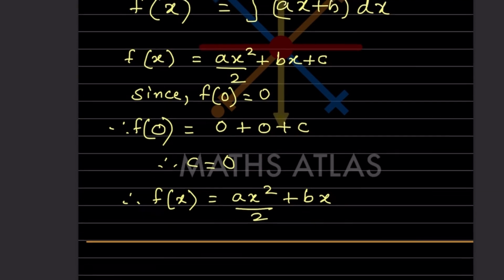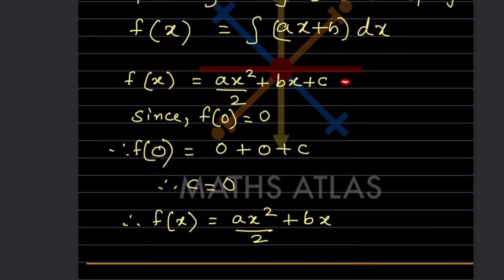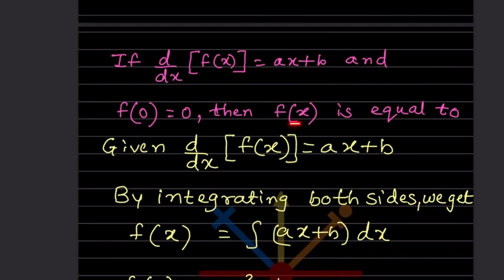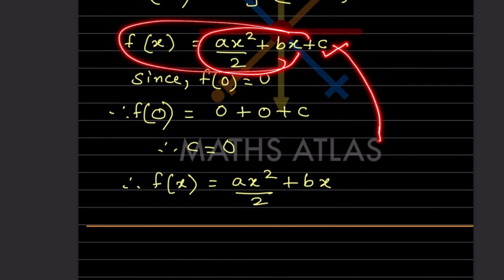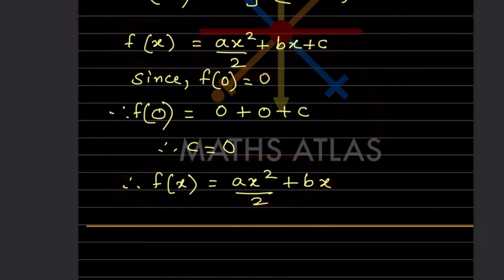Now what are you going to put here? This c you will put in this equation. How will you write the equation? Because they have asked what is f of x. So f of x means in place of this c you are going to put 0, and the rest remains the same. So we have f of x is equal to ax square divided by 2 plus bx.